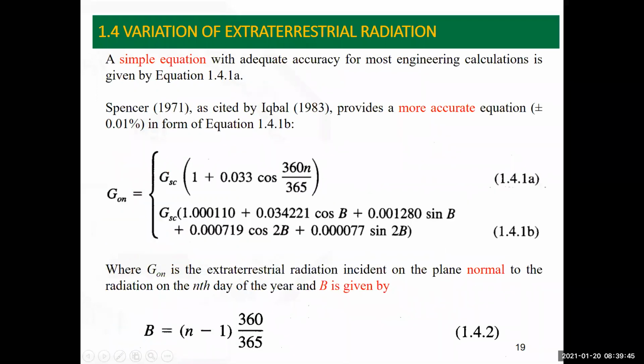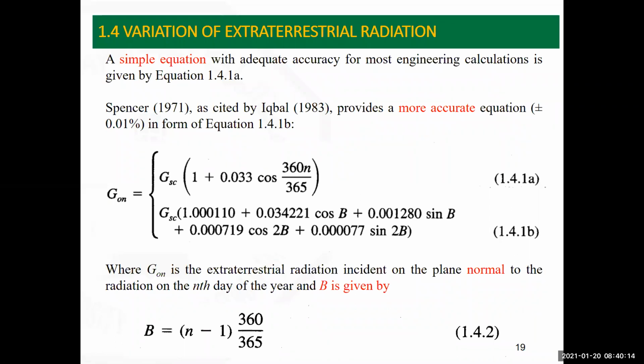We have gone through a formula that calculates the variation of the extraterrestrial radiation incident on a plane normal to the radiation on a certain day of the year. So N here is the number of the day of the year, starting from 1 at January 1st and ending with 365 at December 31.